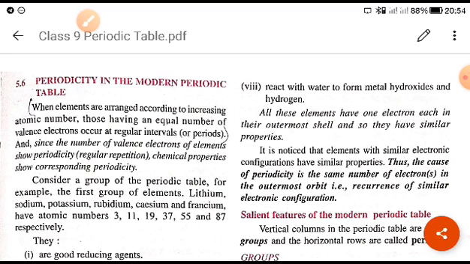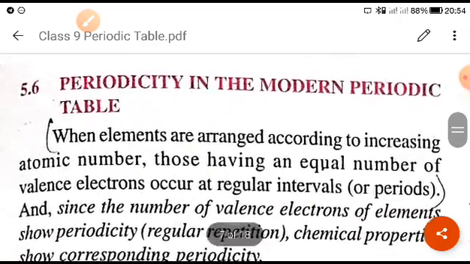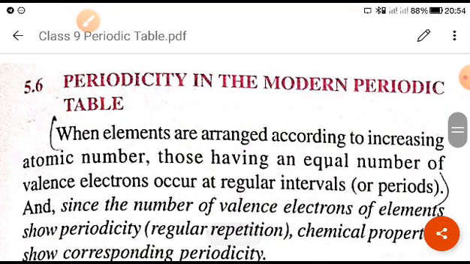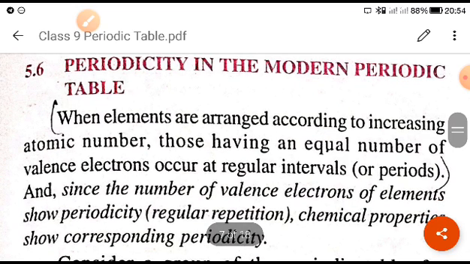If you have seen the previous video, we have discussed the Mendeleev periodic table, the concept of atomic number and the modern periodic table. Now in today's class we will discuss periodicity in the modern periodic table. Periodicity means the trend, right? You will understand what is meant by periodicity. So we will see what is written here.